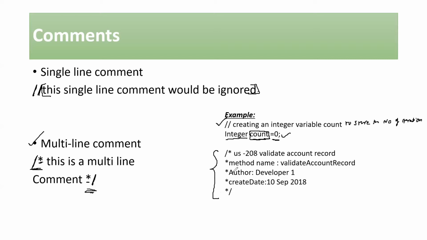Here is an example for the same. If you see here, I wanted to draft all the changes that I'm making here, right? So if you see here, I've mentioned the user story number. I've mentioned what this user story is all about. I've mentioned the method name. Do not worry if you do not know what exactly the method name is. And I've mentioned the author who is making those changes, and I've mentioned the created date also.